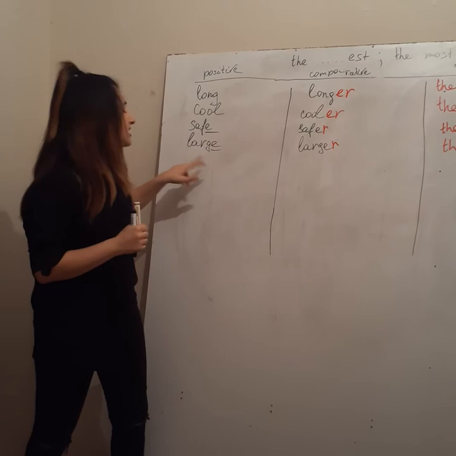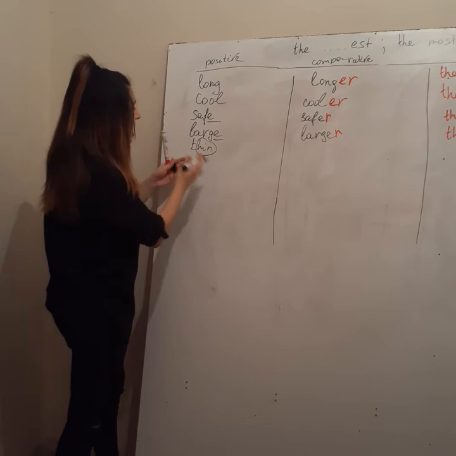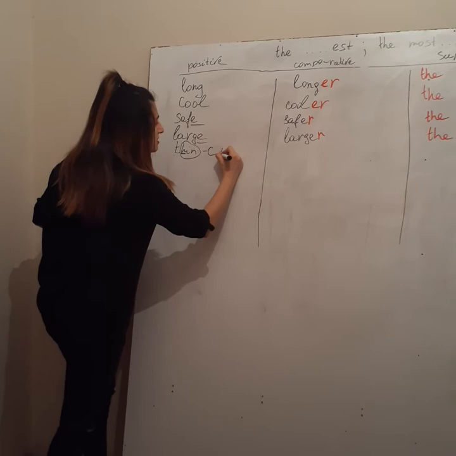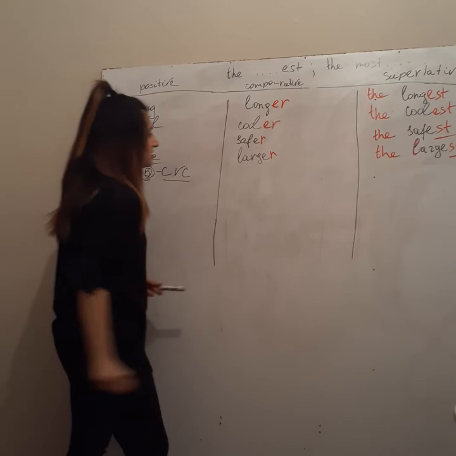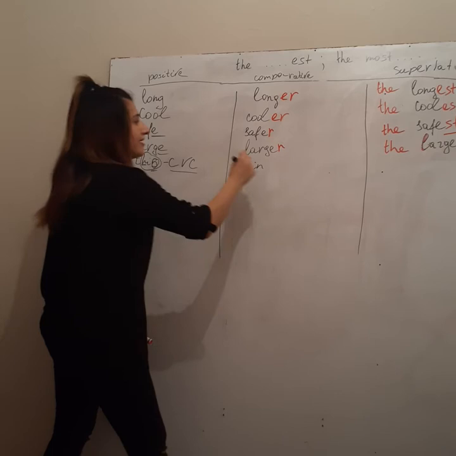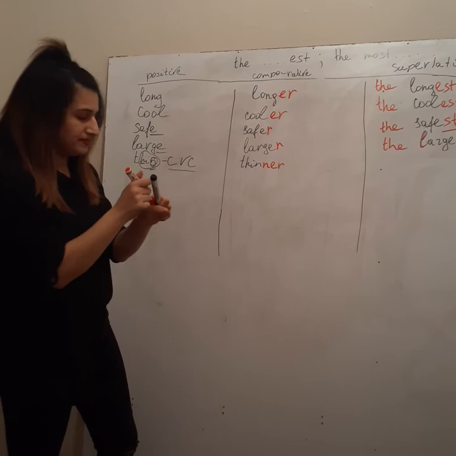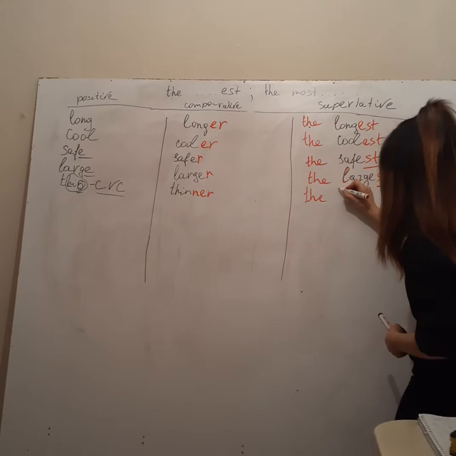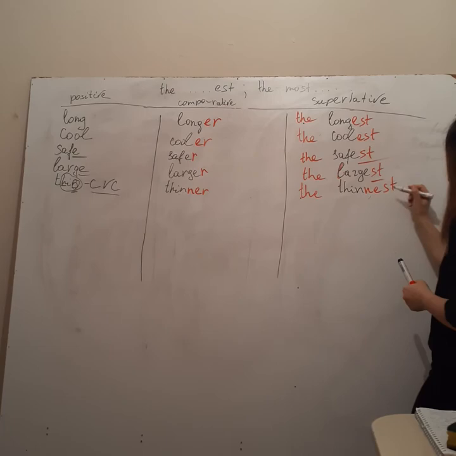And when our adjectives' last three letters end like this, for example, thin. The last three letters are like this: consonant, vowel, and consonant. Can you see? In this situation, we must double the last letter. Thin, thinner. What must I do here? Can you tell me? We must add another N letter. Yeah? And ER. Okay, thank you very much. I think that you can understand well. And the thinnest. I doubled the last letter again, and EST I added after the N letter.